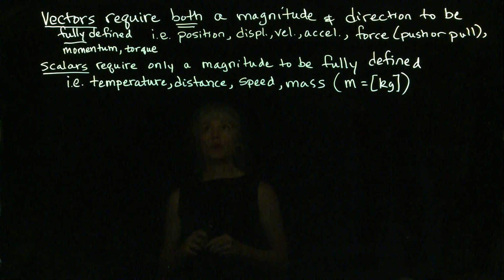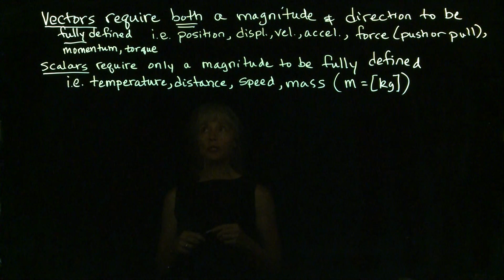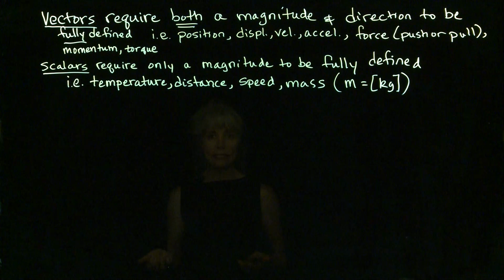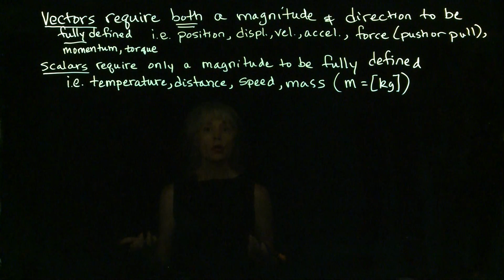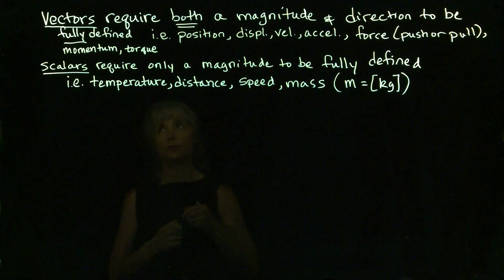These are the two different quantities that we want to make sure we have a clear idea of the difference between. And of course, the most difficult to deal with is the vector quantity, because you require both a magnitude and a direction to fully specify it.